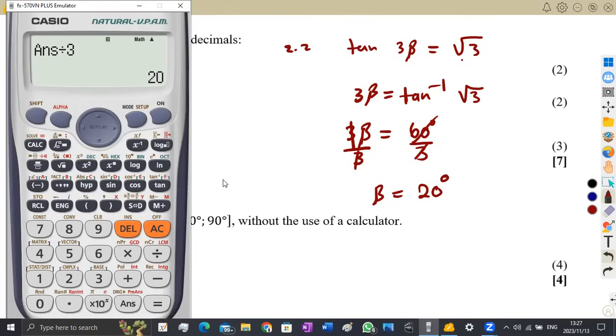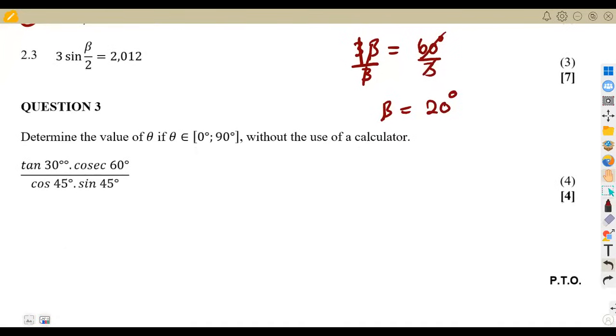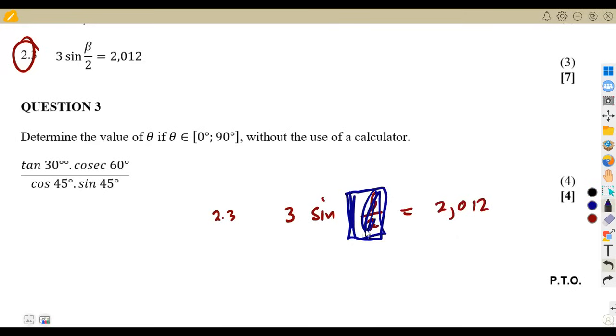All right, so this is how we could have simplified this question, which is the same idea that you're going to apply on question 2.3, where we are now given, in this case, 3 sine of beta over 2 equal to 2.012. All right, and there we need to find the value of beta. So take note, the angle is this part that we have. This is the part of the angle of beta over 2.